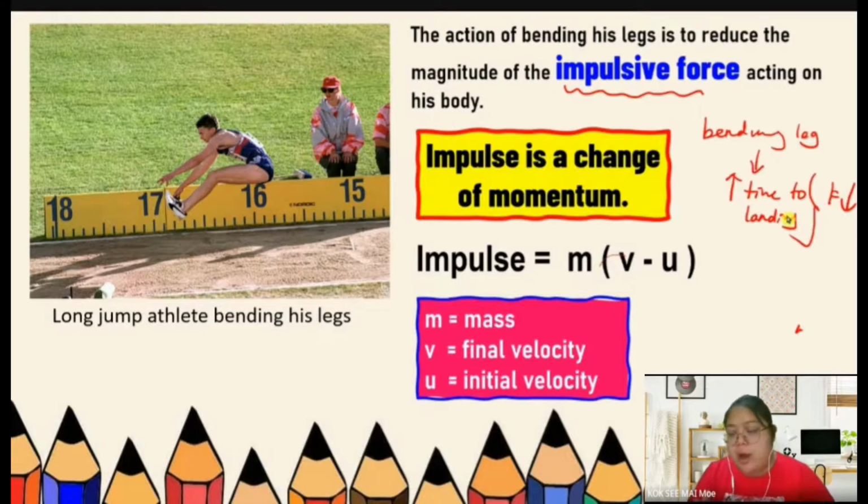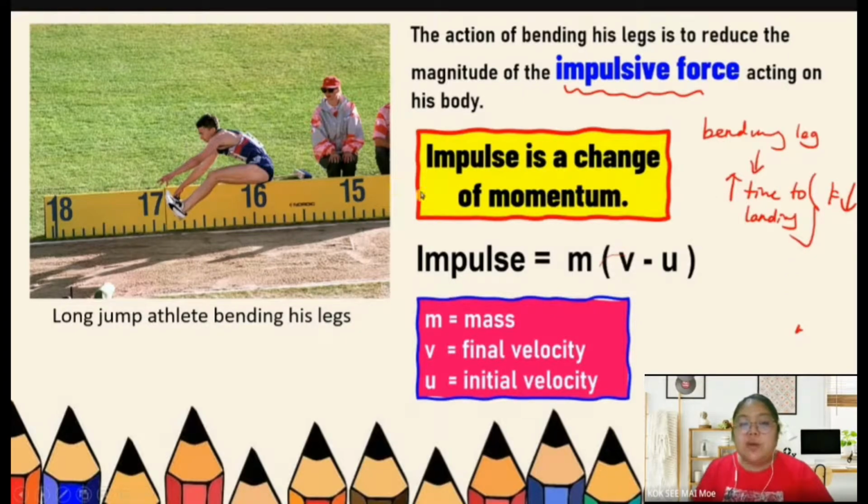Just try it: take your hand and hit the table. If you hit slowly, your hand doesn't feel pain. If you hit faster, you find there is a force acting on your hand, and you feel some pain. That is what we call impulsive force. So the time taken and the force have an inversely proportional relationship.